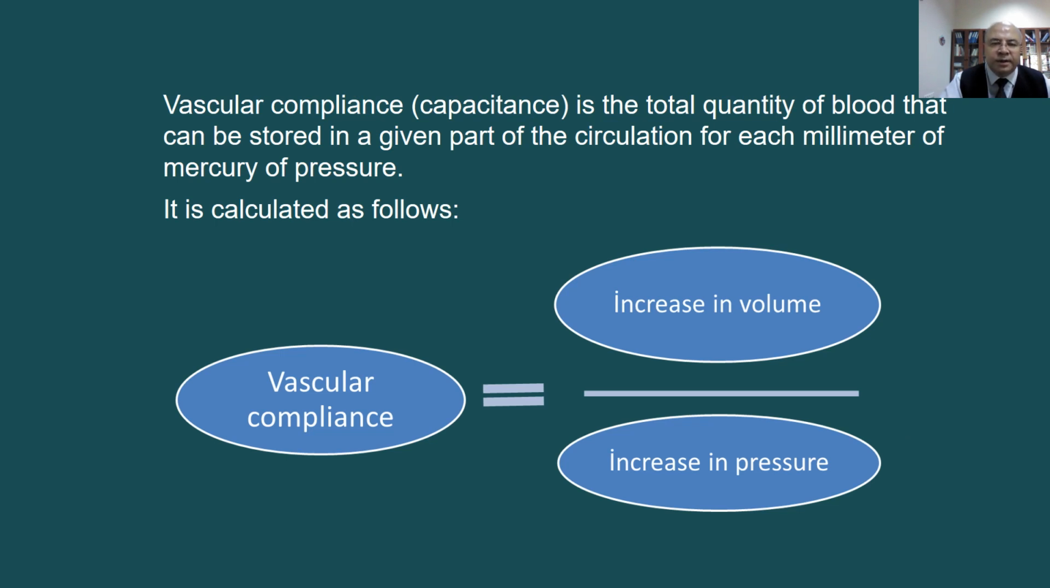Vascular compliance or capacitance is the total quantity of blood that can be stored in a given part of the circulation for each millimeter of mercury of pressure. It is calculated as follows: increase in volume per increase in pressure. So this is equal to vascular compliance. Vascular compliance and distensibility correlate well.